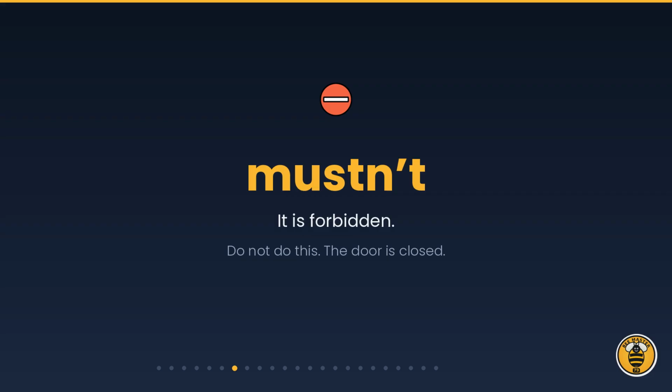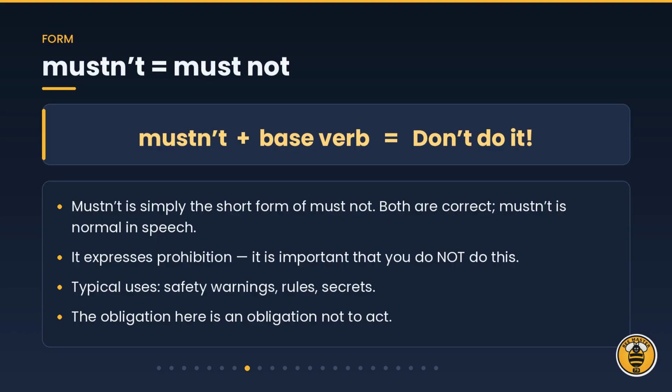Now the negative, mustn't. And here is the key idea. Mustn't does not mean the opposite of necessary. It means something much stronger. Mustn't is just the short form of must not, and it takes the base verb in exactly the same way. But the meaning shifts completely. Mustn't expresses prohibition. It is important that you do not do this. Think of safety warnings, strict rules, and secrets.